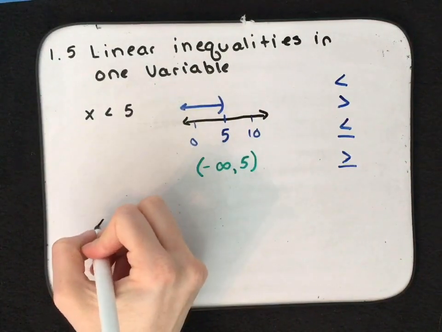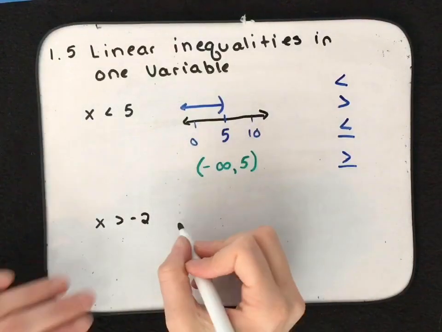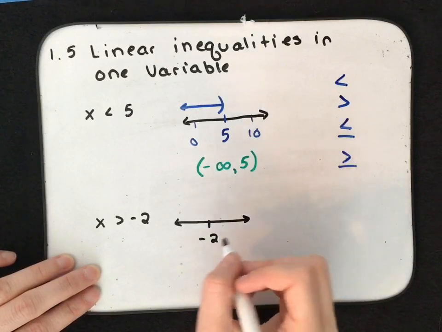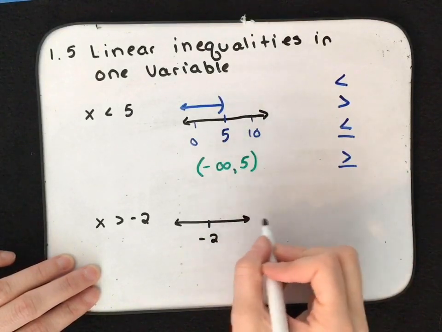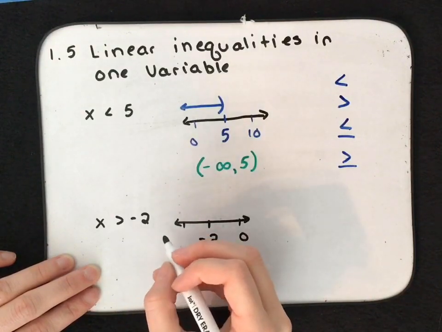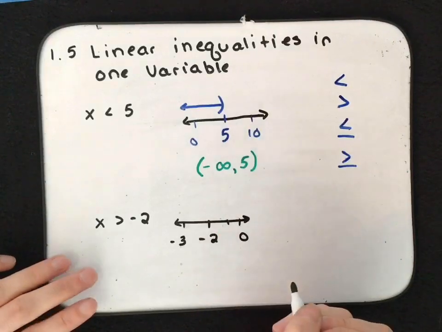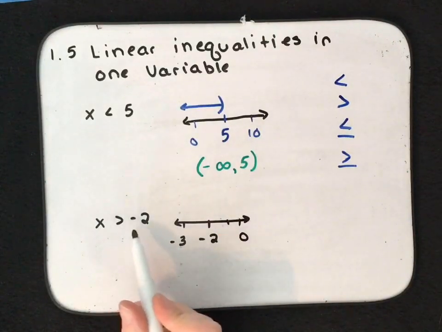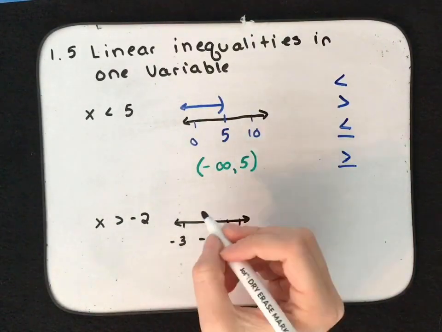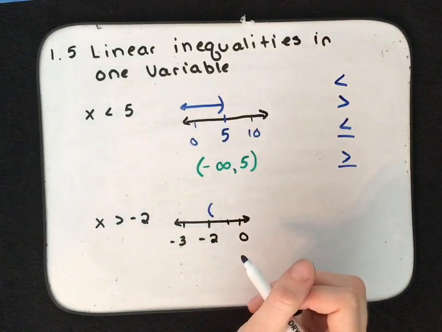Let's look at another one. So we have x is greater than negative 2. So if we draw our number line, we can put negative 2 right here. Now this is negative 2, so if we move to the right, getting larger, we would have 0. And move to the left, getting smaller, then we would have numbers like negative 3, negative 4, and so on and so forth. So this is saying x needs to be greater than negative 2. So there's no or equal to underneath, so that means that we have our parenthesis again. We cannot use negative 2, but we can get as close to it as possible.